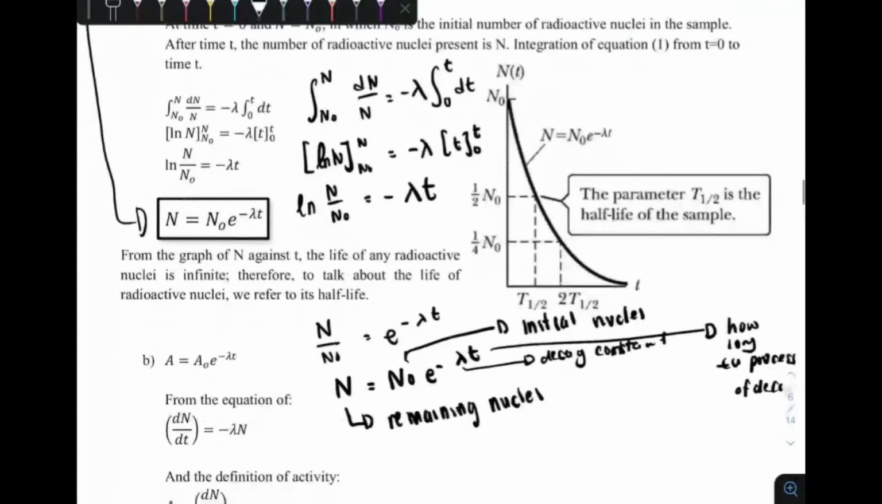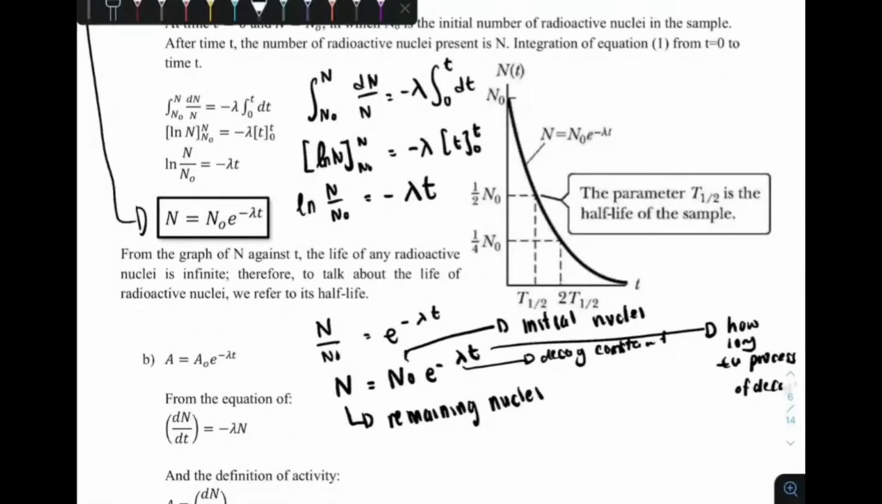So from the graph of N against T, the life of an radioactive nuclei is infinite. Therefore, to talk about the life of a radioactive nuclei, we refer to its half-life. So apa yang kamu ada dekat graf sebelah sini adalah N versus T kamu. You have N versus T. N adalah the number of nuclei. T adalah the process. How long does the process takes to decay? So initially kamu akan ada N naught, itu adalah initial number of nuclei.